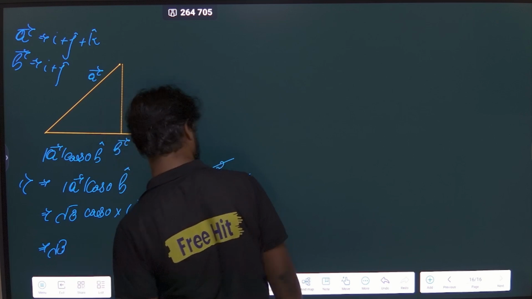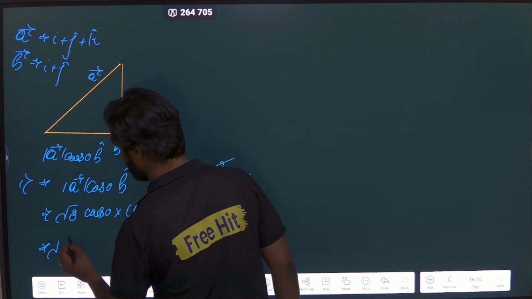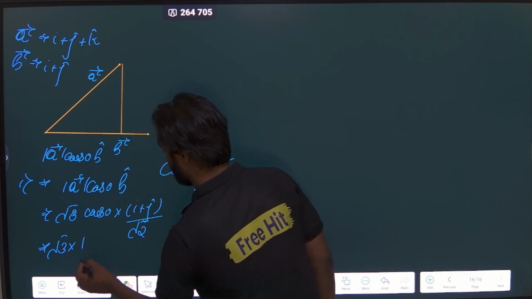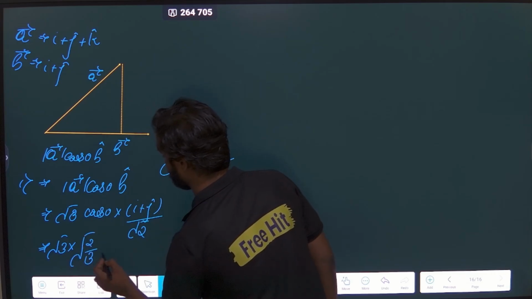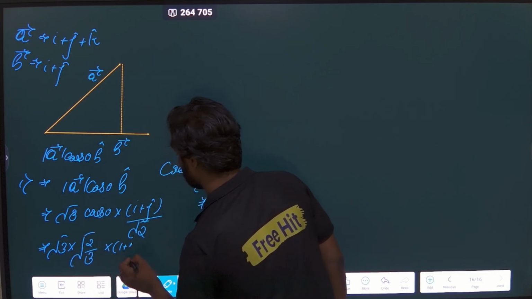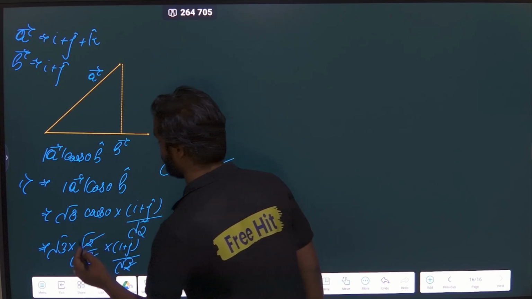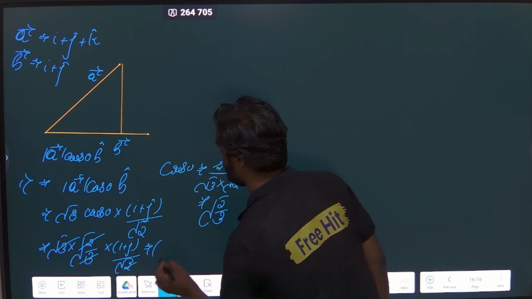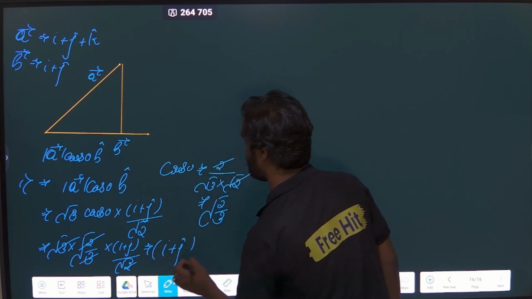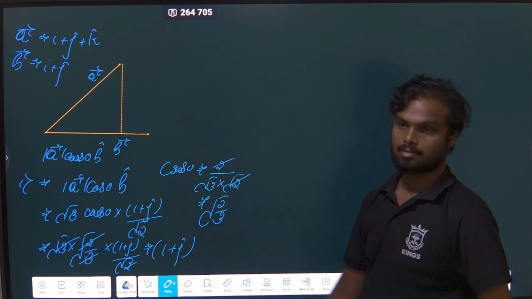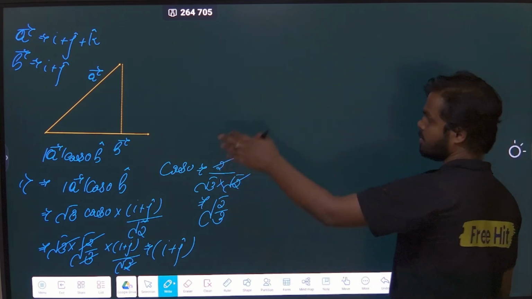This is √2, and this is 2 by √6 into I plus J plus K divided by √3. Here the factors cancel, so you will get (2/3)(I plus J plus K). Okay, this is the parallel component.